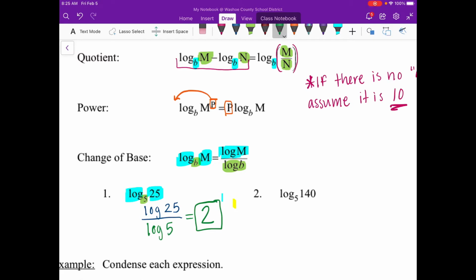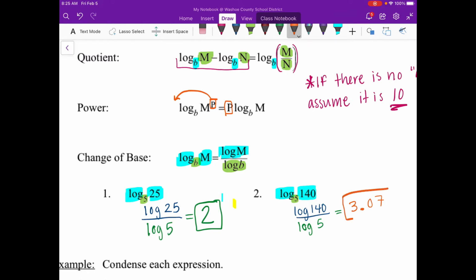Let's do that one more time with log base 5 of 140. So again, we're going to take log of 140, and that's going to be my numerator. And then log of the little b, which is 5. And when I put that in the calculator, I get 3.07.